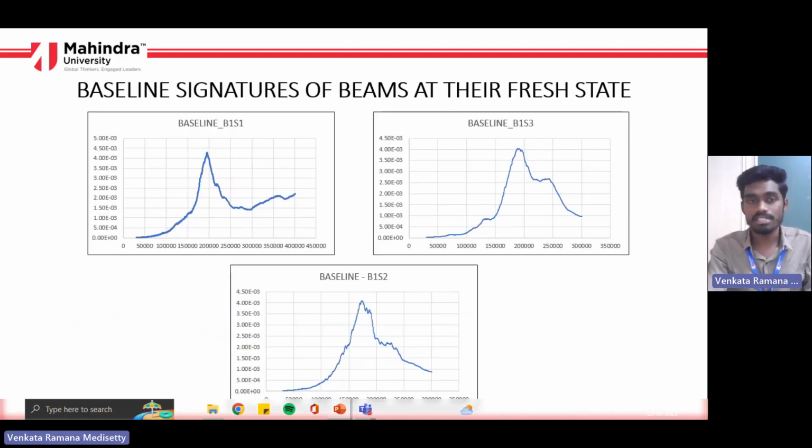As you can see, this is the output data taken out from the LCR meter. Basically, we get Excel sheets out of it when we are done with taking readings, and then plot them with frequency on the x-axis and conductance on the y-axis. These are the baseline signatures I have acquired. I've casted 6 beams and divided them into 3 parts, each part containing 2 beams, that means set 1, set 2, set 3. The denomination I've given here is baseline of B1S1, that means baseline of first beam in set 1.